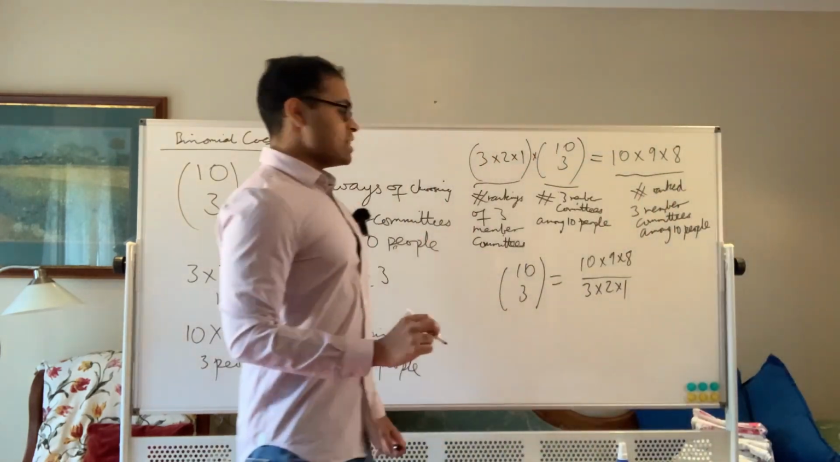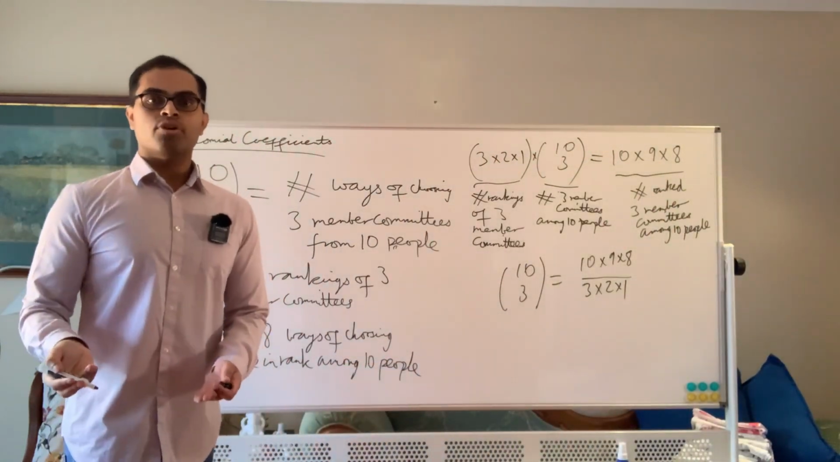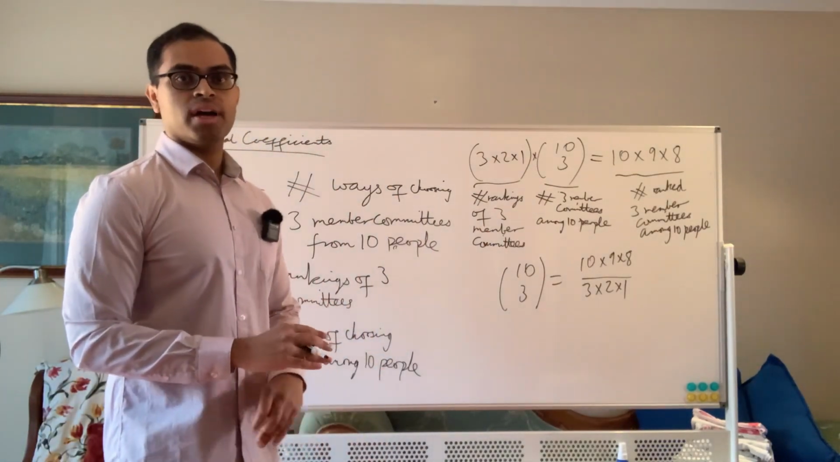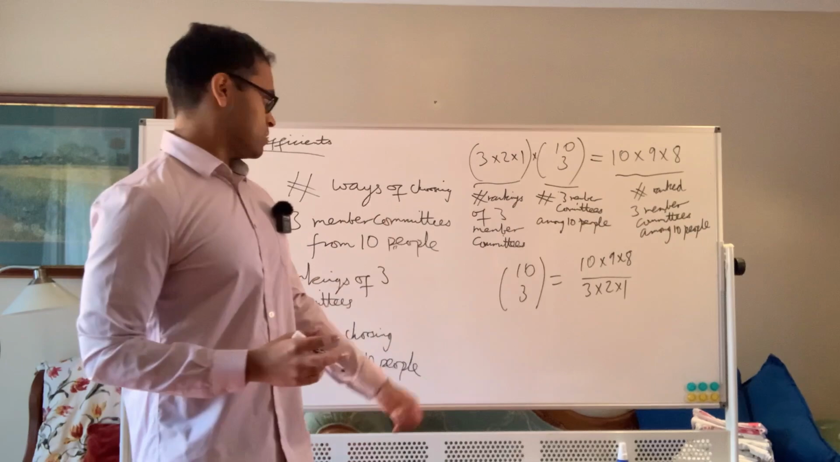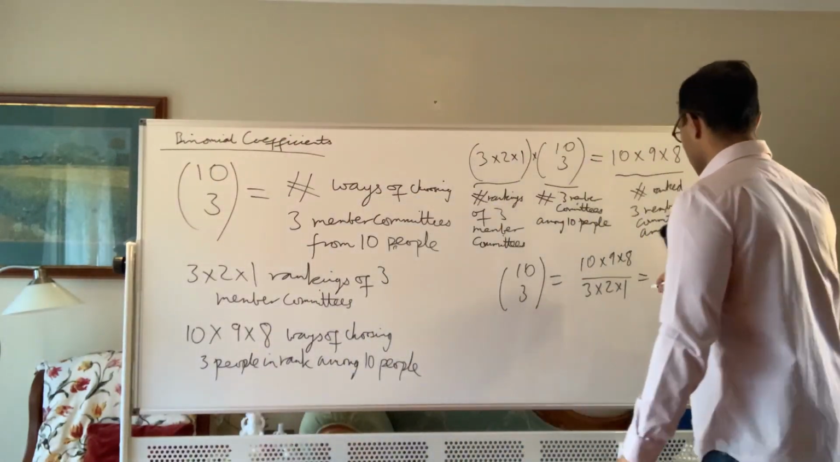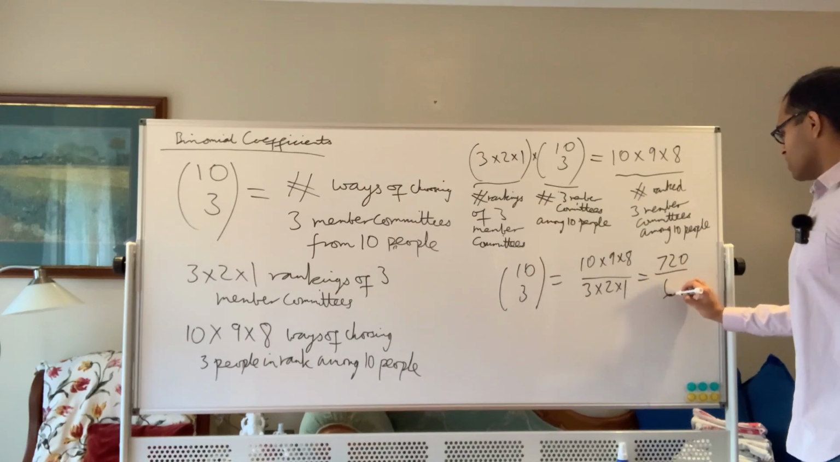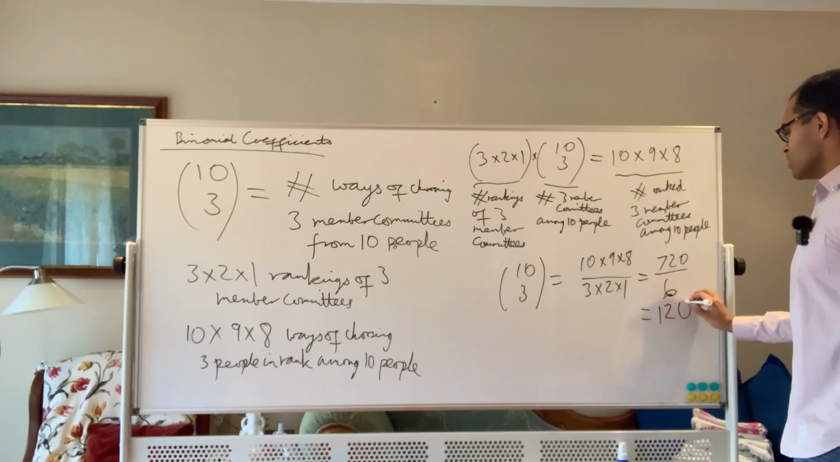And the reason I've written it this way, instead of just expanding out what the products are, is that this is going to be a general pattern. The same approach is going to work for any of these n choose k's. Okay, but here we get the answer that it's going to be 90 times 8, which is 720, divided by 6, which is equal to 120.